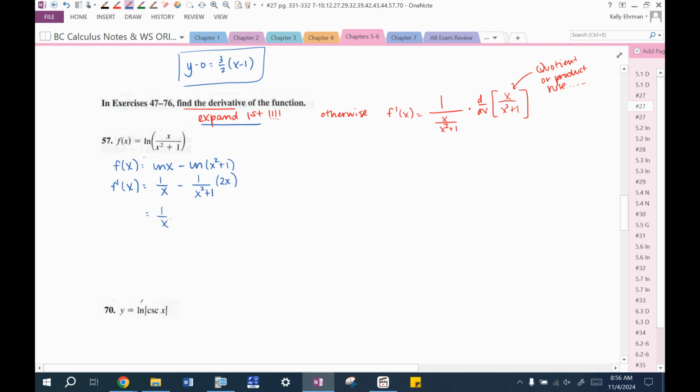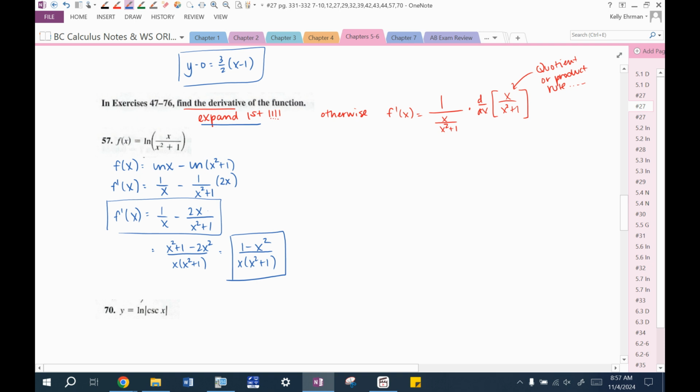And how much do we have to simplify this? It just depends on what you're doing with it afterwards. So you could leave it here. This is an acceptable answer. If I want to do a common denominator, it would be over x times (x squared plus 1). This fraction gets multiplied by (x squared plus 1), top and bottom. This one by x. So you could take it here: (1 minus x squared) over x times (x squared plus 1). I don't have to do that. But if I needed to do something with the derivative, like set it equal to 0 or whatever, it would be easier to work with this.